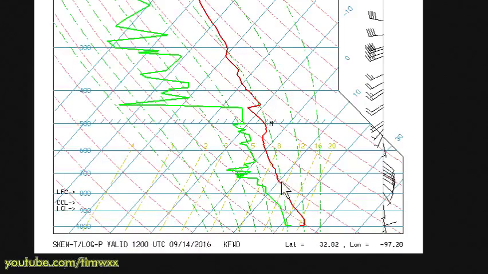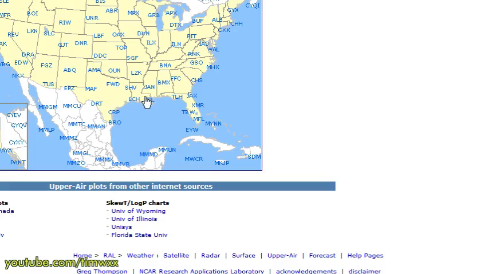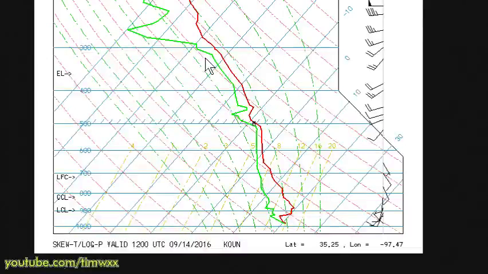And there's no capping to really keep those storms from forming. So this has precipitation written all over it. And early precipitation too, since we're lacking the cap. We'll take a look at one more other sounding. Maybe we'll look at Norman.